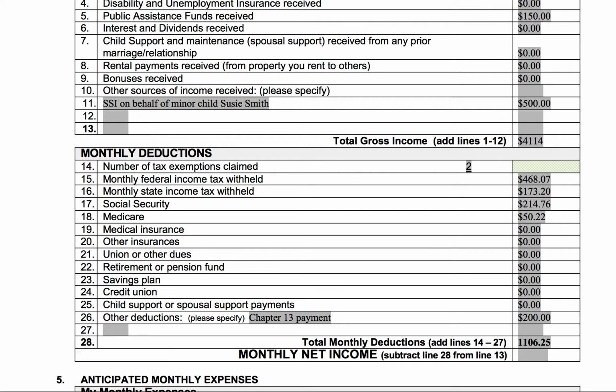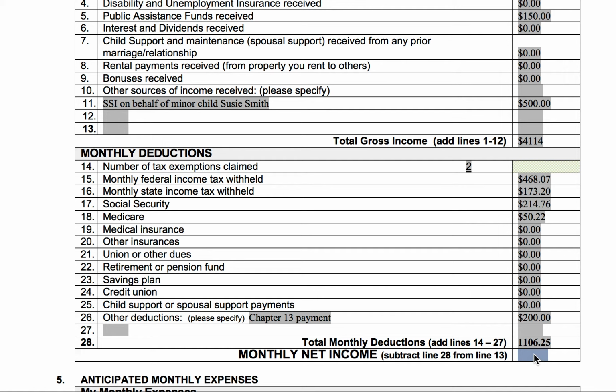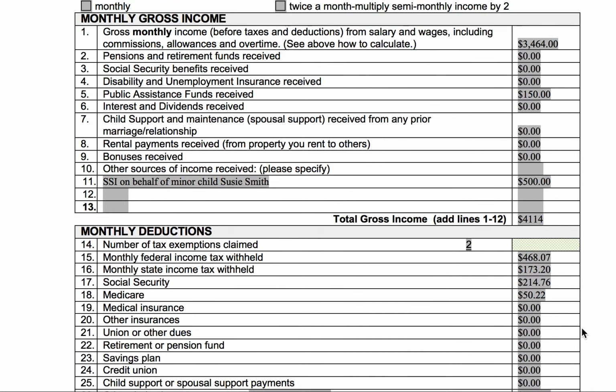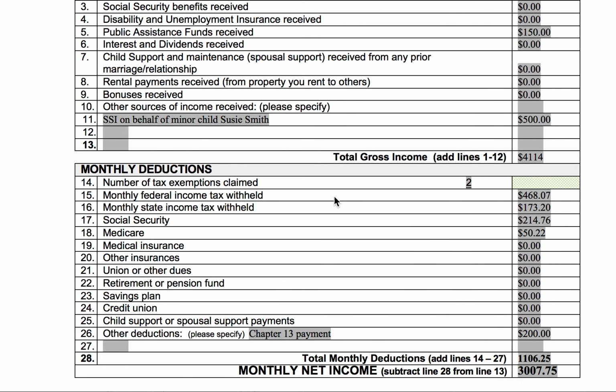And then what you're going to do is you're going to take your gross income from up here for 114 minus your deductions from down here, and that gives us $3,775. And that gives you your net income. All right. Whew, there was a lot of math in this section, but that is the monthly income section. And that's all for this.